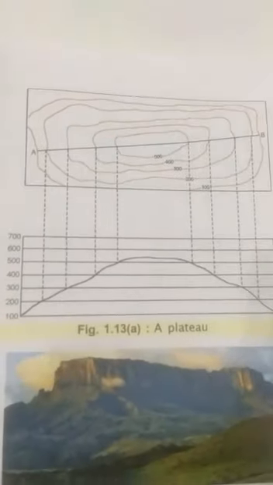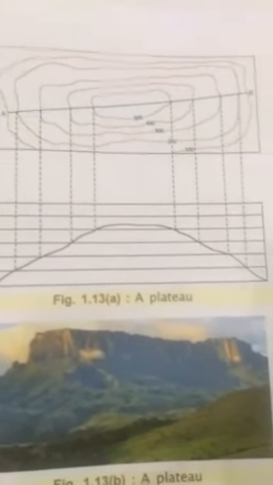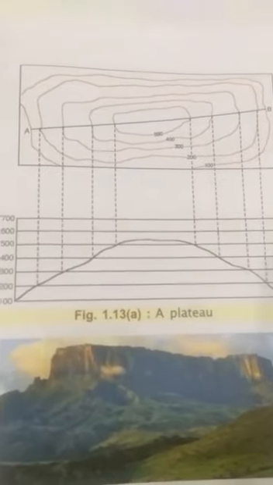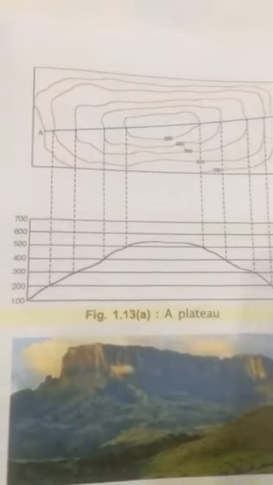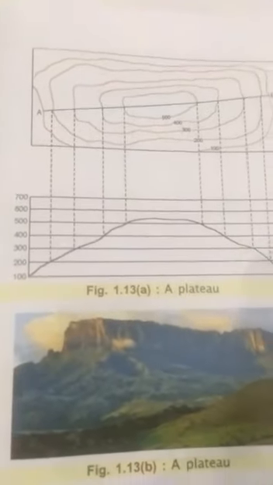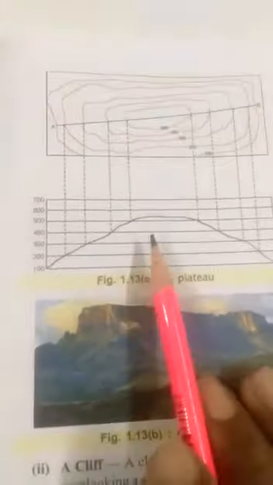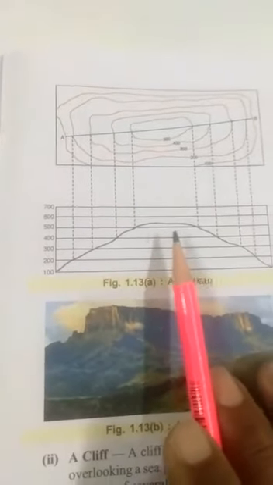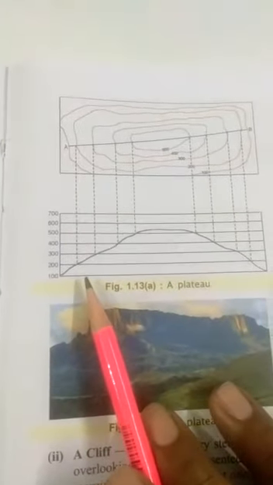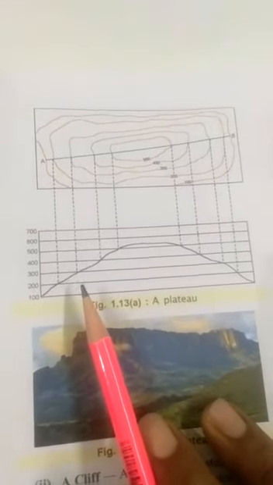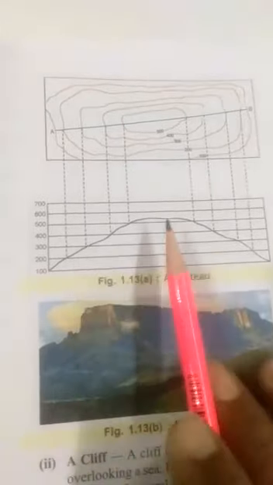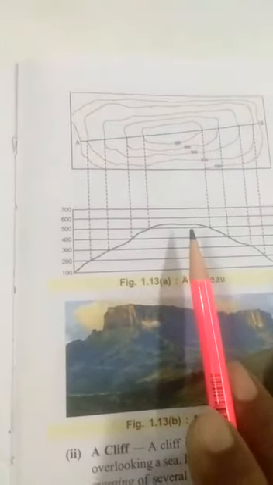Next landform or relief feature, plateau. Students, you might be knowing very well what is a plateau. A plateau is a landform which has gentle or steep slope but flat top. And since it is flat at the top, that's why it is also called tableland. Once again, plateau is a landform which has steep or gentle slope but flat top, and since it is flat at the top, that's why it is also called tableland. You see, its aerial view would be like this.